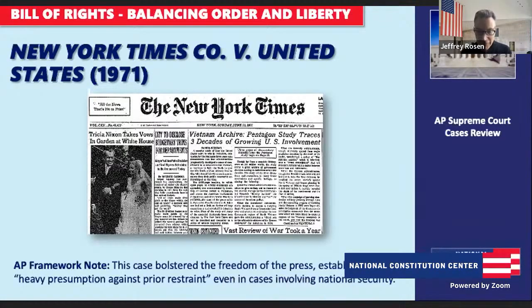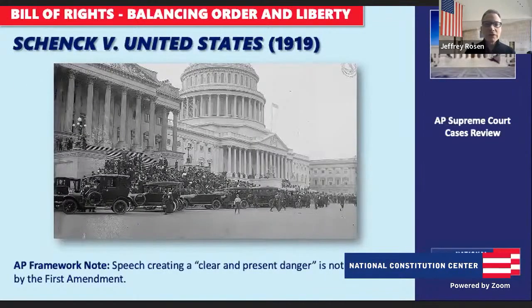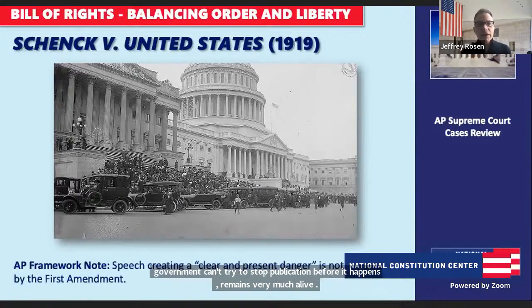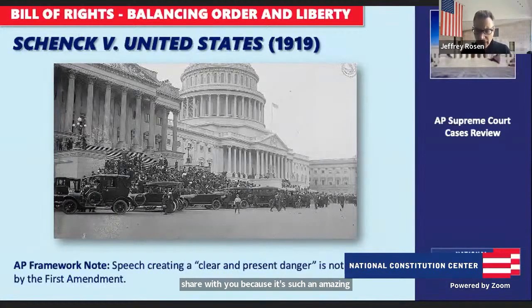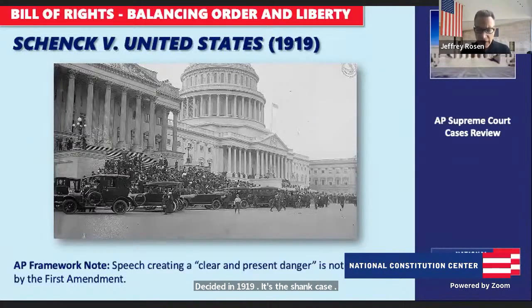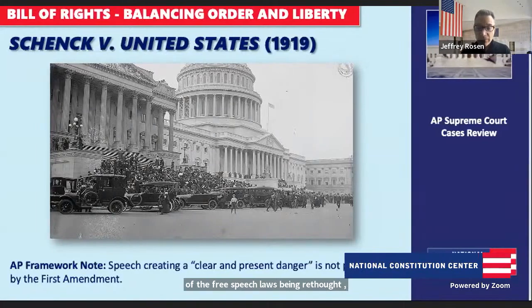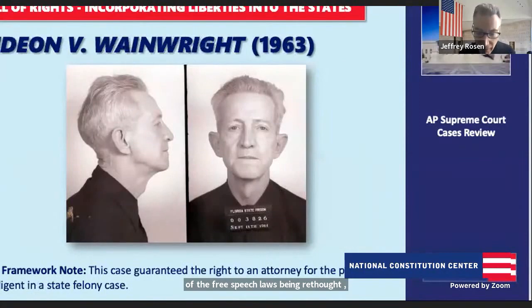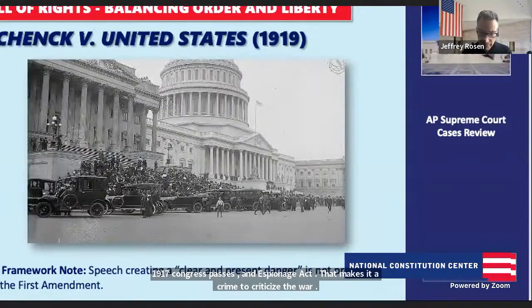And our final case, and this is so much fun to share with you because it's such an amazing defense of free speech written by Justice Oliver Wendell Holmes, is decided in 1919. It's the Schenck case. It also comes at a time when all of the free speech law is being rethought. 1917, Congress passes an Espionage Act that makes it a crime to criticize the war. Eugene V. Debs, the socialist candidate for president, runs for president again from a jail cell in 1920 because he's been convicted under the Espionage Act for making a mild criticism of World War I.